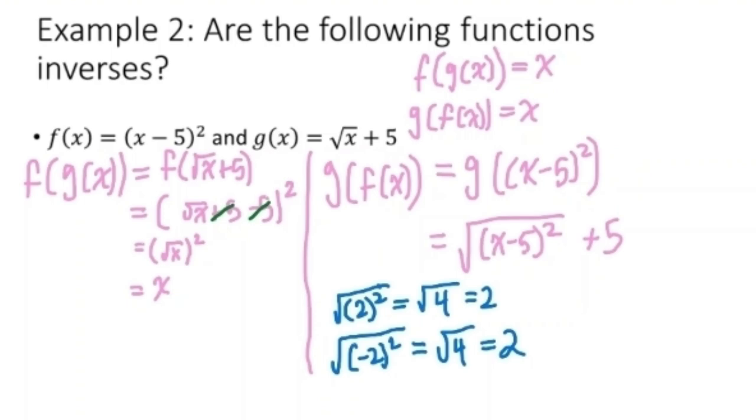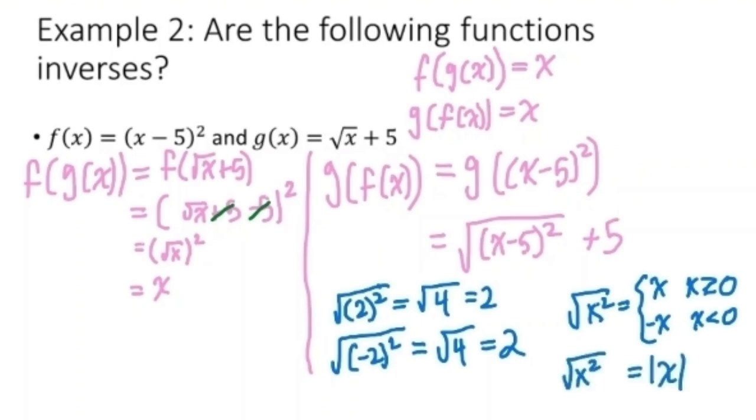In general, the square root of x squared is not actually x. The only time it's going to be x is when x is either 0 or positive. If x is negative, the square root of x squared is actually going to be the opposite of x, which we denote as negative x. And if you recall from college algebra, the function that is defined to be x when x is greater than or equal to 0 or negative x when x is less than 0 is the absolute value function. So the square root of x squared is actually the absolute value of x, not actually x.